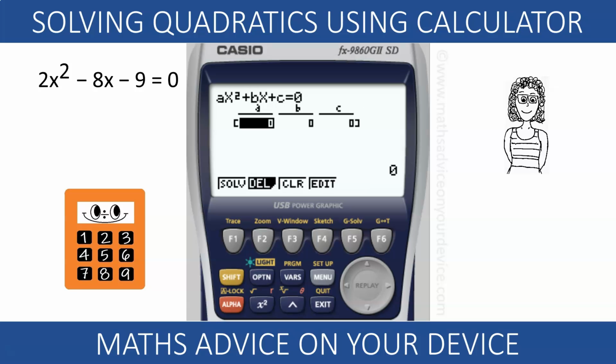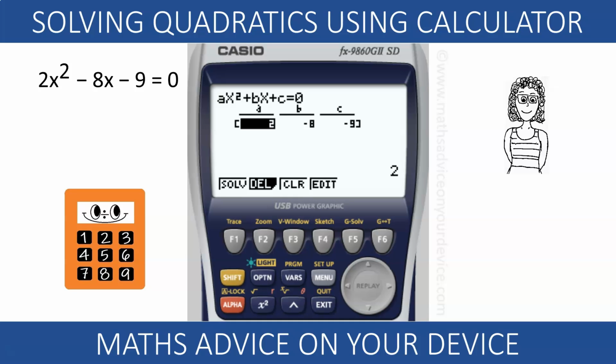Enter the three coefficients of your quadratic in descending order, starting with 2, the quadratic coefficient, followed by -8, the linear coefficient, and -9, the constant term. Press F1 to solve the quadratic.